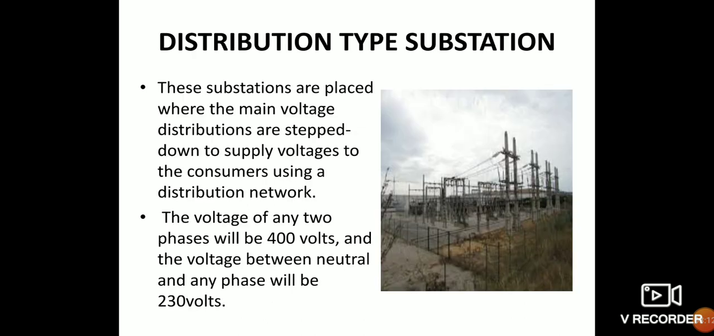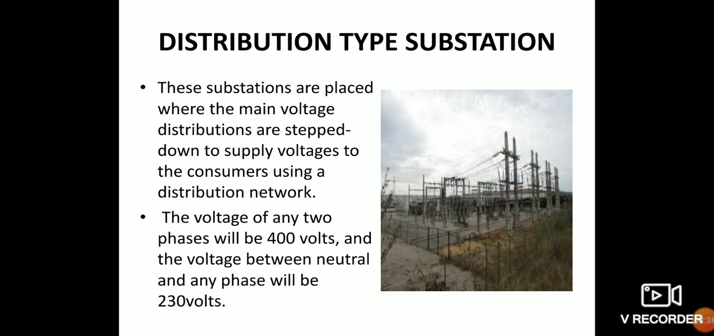Then distribution type of substations. The distribution type of substation is generally located at the receiving end. When compared to the generating end, it is located at the receiving end, where the voltage is stepped down from high voltage to low voltage in order to supply consumers based on their requirements, like home appliances and industrial requirements, etc.